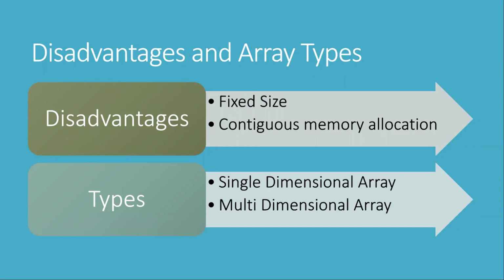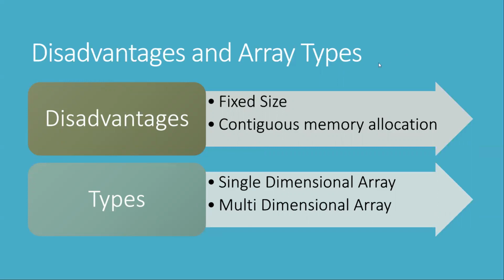So to overcome this drawback, the concept of linked list has been implemented, which will be discussed. The linked list concept is there in your syllabus, and that will be discussed at a much later part. So it is dynamic memory allocation, and this is contiguous memory allocation. And now you can see there are two types: single dimension array and multi-dimension array.